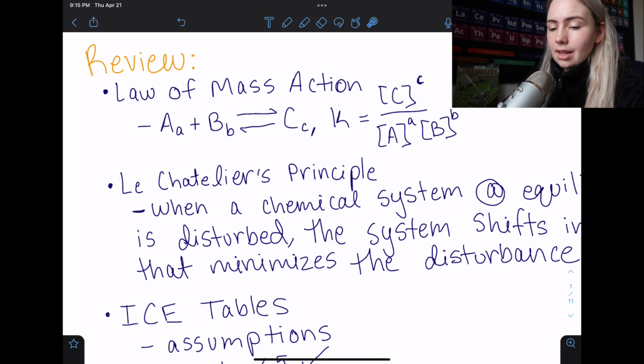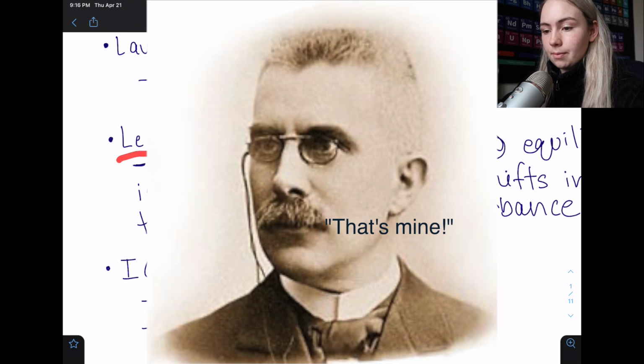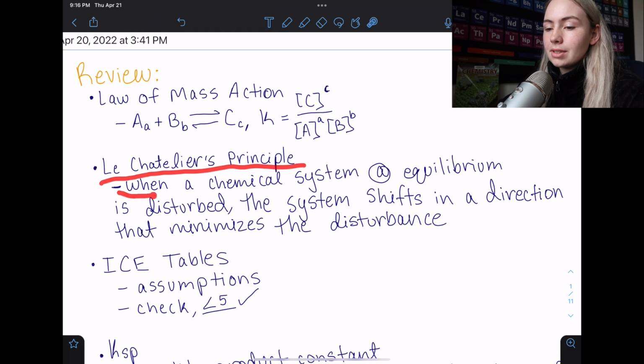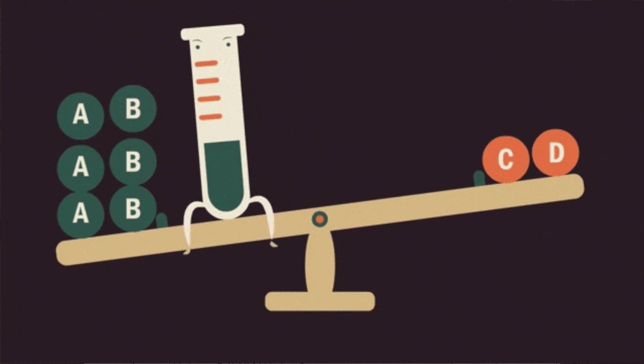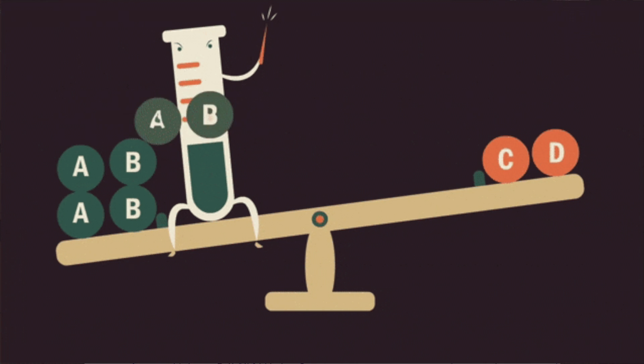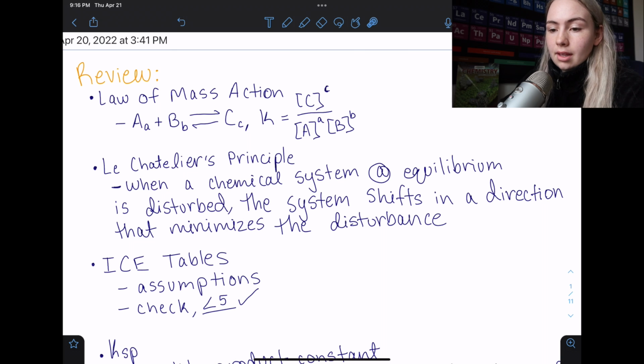Going to my second bullet point, we have Le Chatelier's principle. This one is quite simple. Le Chatelier found that when a chemical system at equilibrium is disturbed, the system shifts in a direction that minimizes the disturbance. Basically, a system at equilibrium tends to maintain that equilibrium. It bounces back when it's disturbed.